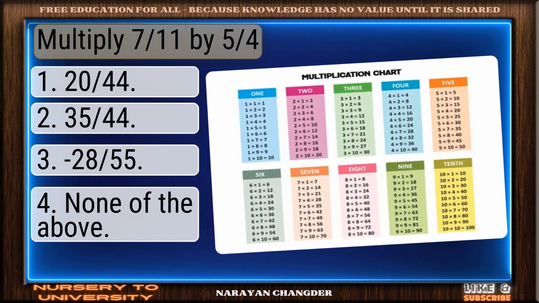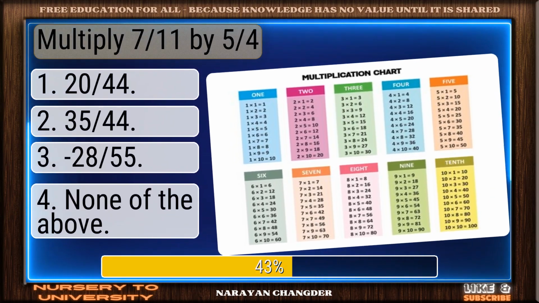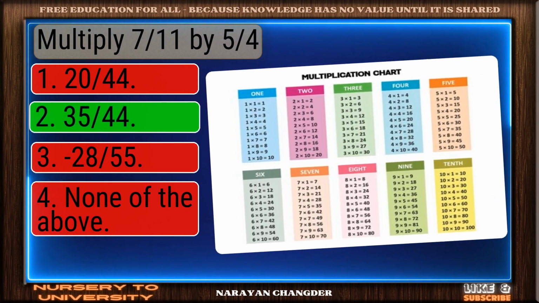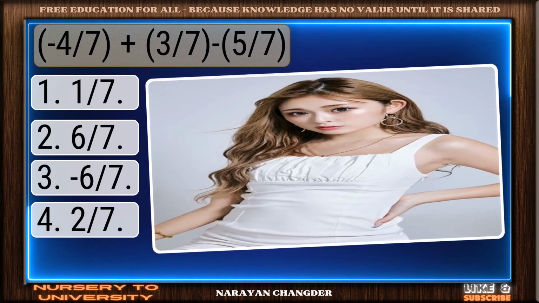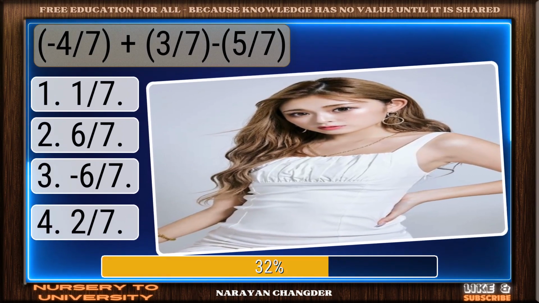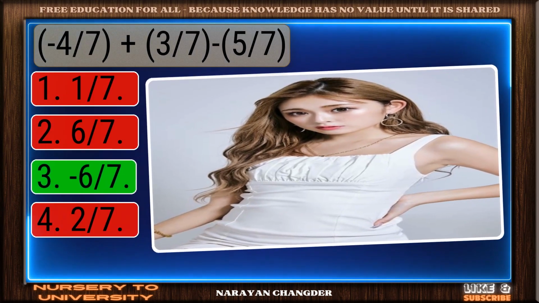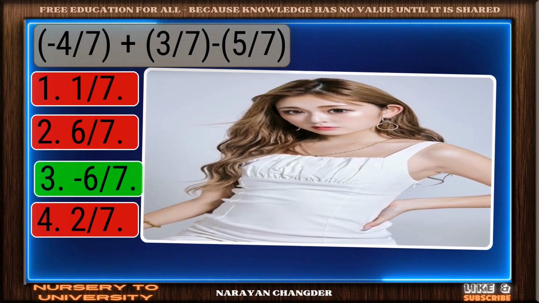Question number 204, multiply 7d11 by 5, 4. 35 by 44 is a solid answer. Question number 205 plus? Bravo. 6 by 7 is the answer.